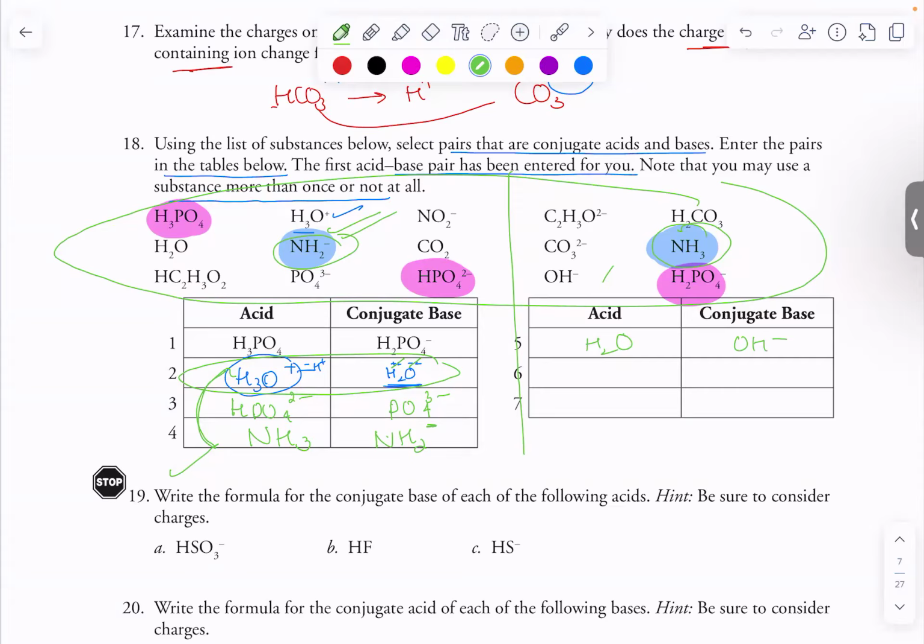PO4 3 minus is the conjugate base, and it would be HPO4 2 minus. Yes. Well done. Okay. Yes. And one is left now.